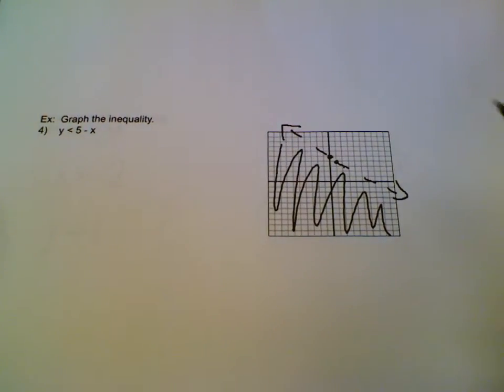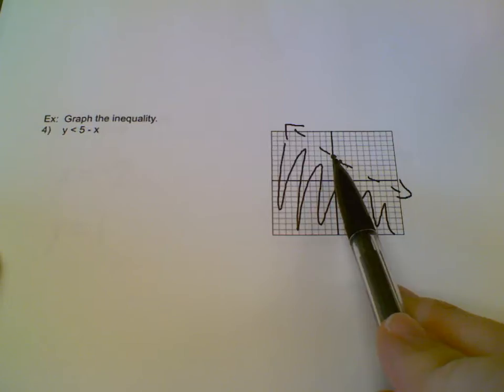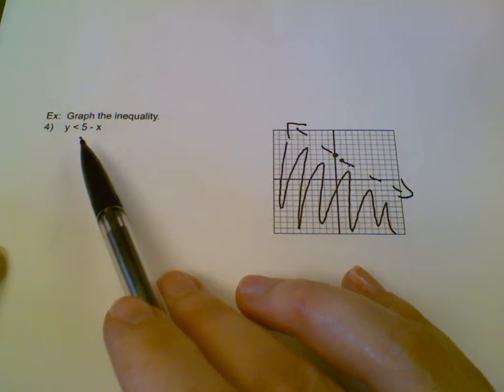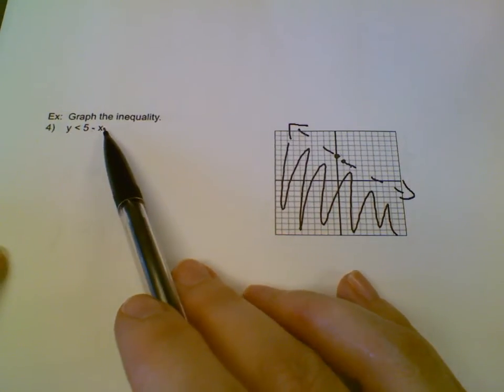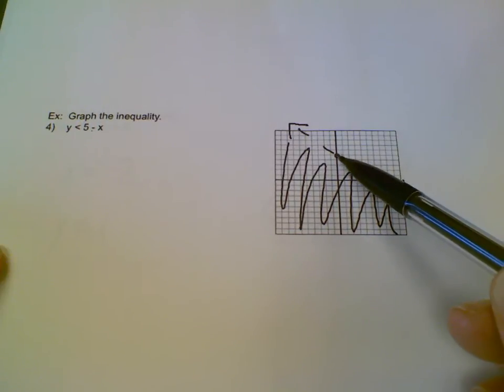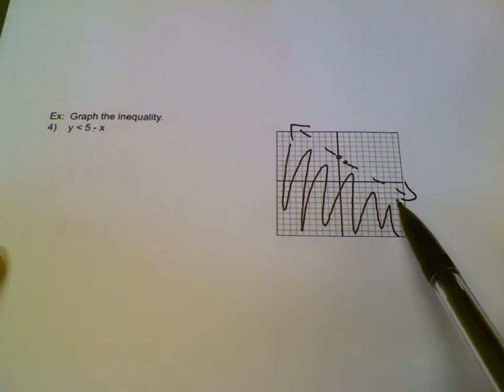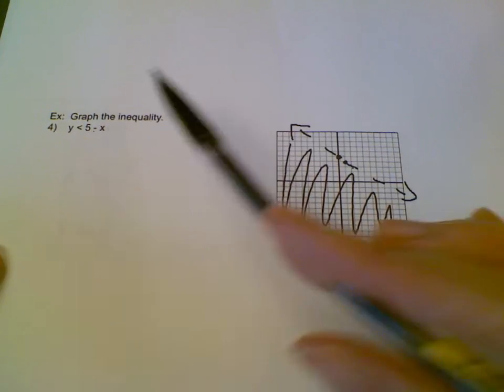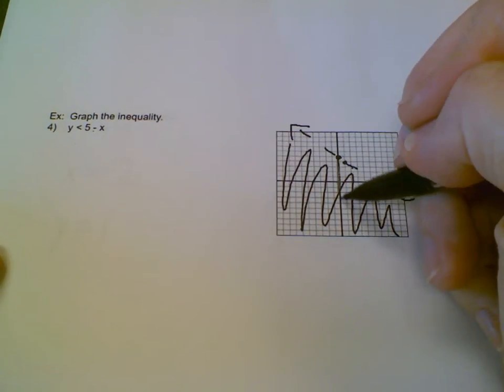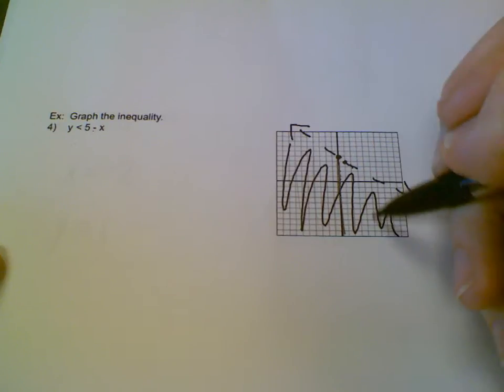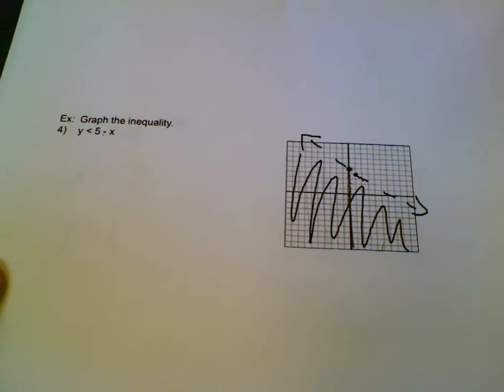So on the next one, I have my y-intercept at 5. My slope is a negative 1, so this is in reverse order. So I hope you paid attention and went down 1 and over 1. You should have a dashed line, and this is a less than symbol, so I'm going to do everything below that y-intercept, so everything below that line. Pause the video and try the next question.